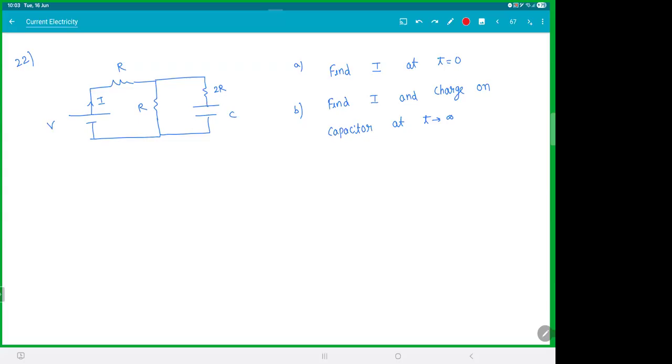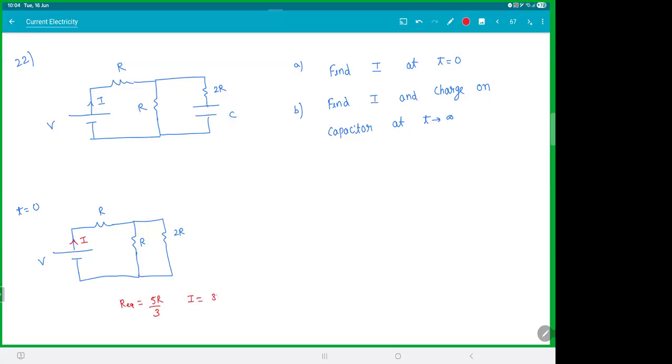Okay, let's see. So first I'll draw for T0. At T0, the circuit will look like this. It becomes a wire, so you just draw like this. So this is 2R, this is R, this is R, and this is G. This though you know how to do. These two are in parallel, 2R by 3 plus R, 5R by 3. R equivalent is 5R by 3.